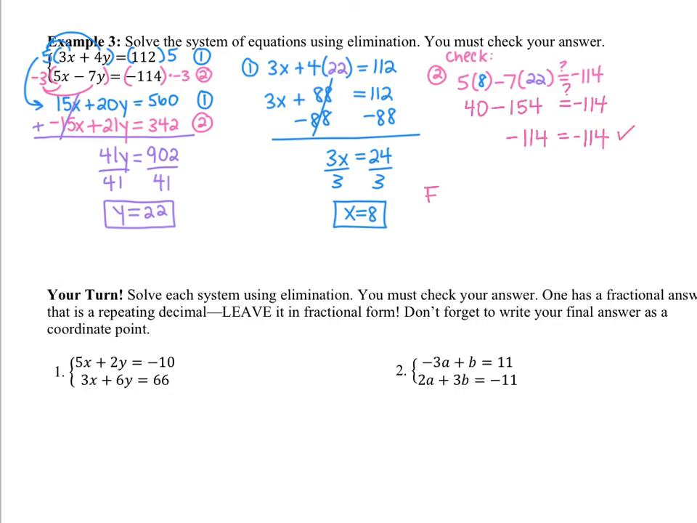So our final answer, we will write as a coordinate point. So x comes first, 8, 22. So that's where those two equations, or two lines if you were to graph them, intersect. And I will just go ahead and put that in solution sets.